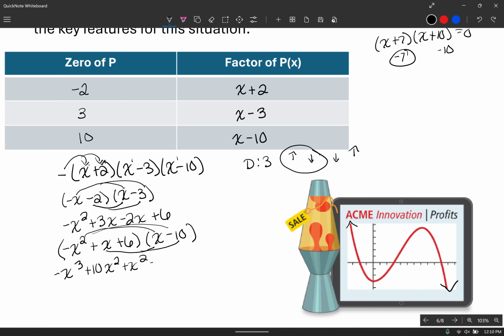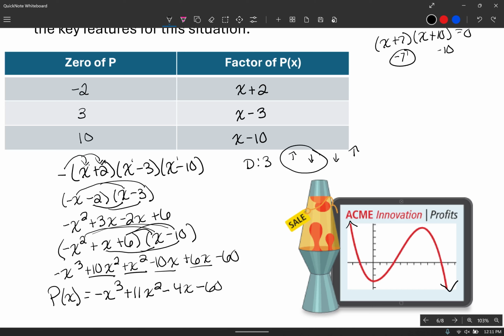X times negative 10 is negative 10x. 6 times x is 6x. And 6 times negative 10 is negative 60. So this is going to be our profit. We'll just call that P of x. So we have negative x to the third, 10 and 1x squared make 11x squared. Then we have negative 10x plus 6x is a negative 4x. And then we have our minus 60.